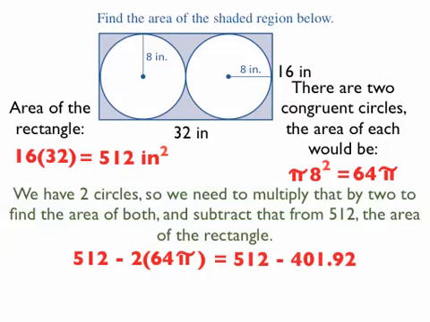When I multiply 2 times 64 pi, I get 401.92. Go ahead and subtract these and you get 110.08 inches squared.